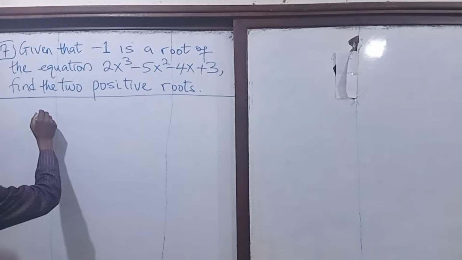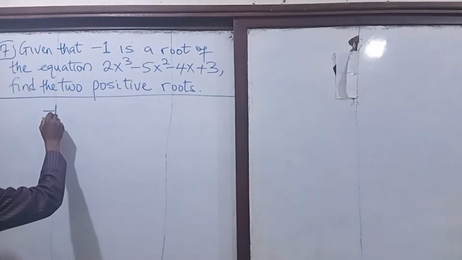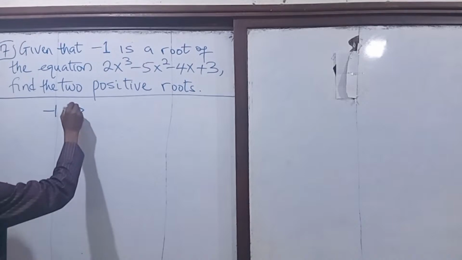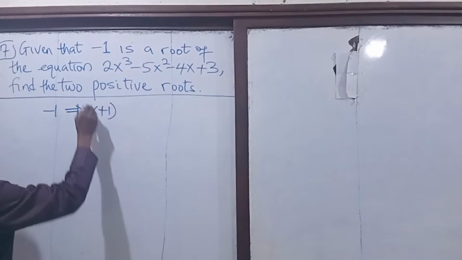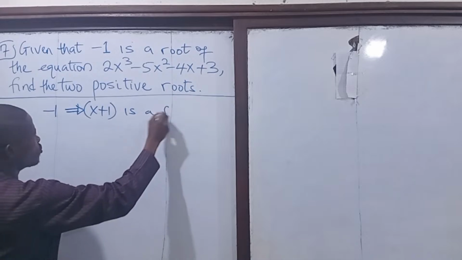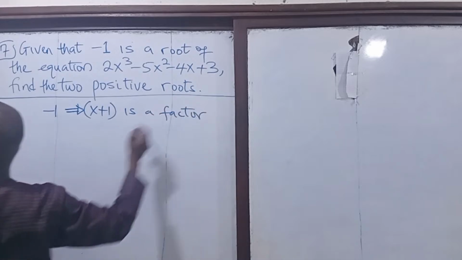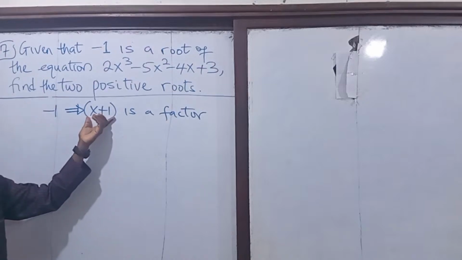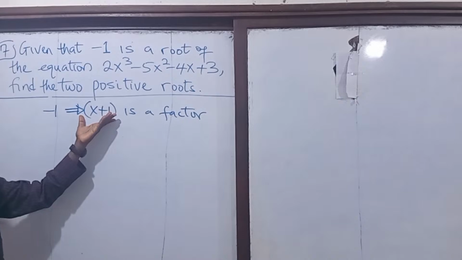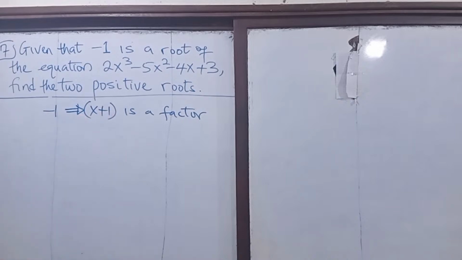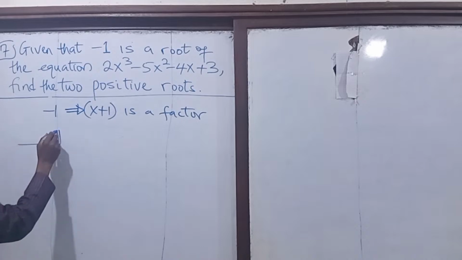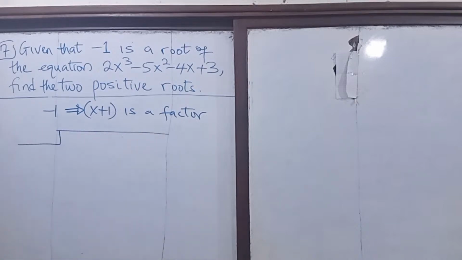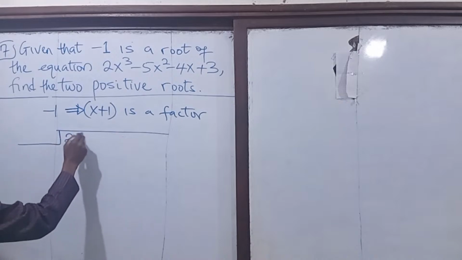If minus 1 is a root of the equation, it implies that x plus 1 is a factor. If minus 1 is a root, that means it's gotten from this expression, x plus 1. Then we use the long division to get the other roots. Polynomial long division.